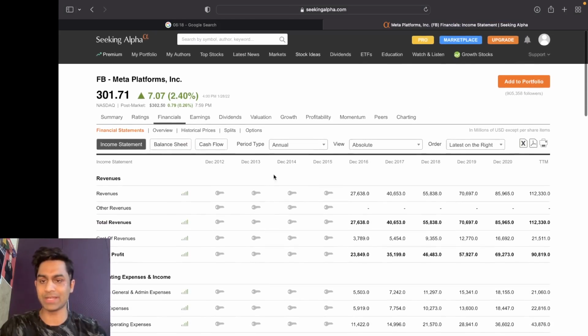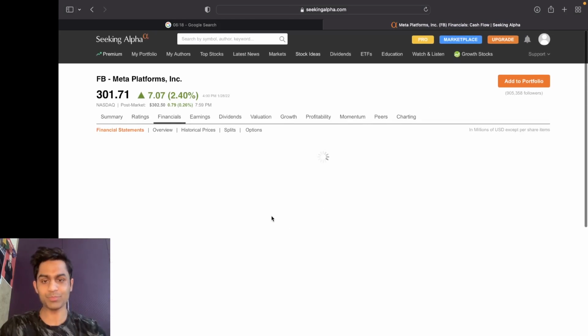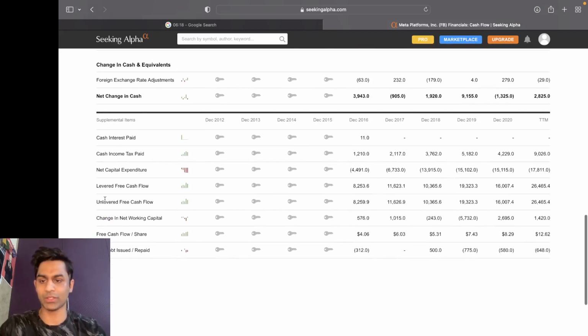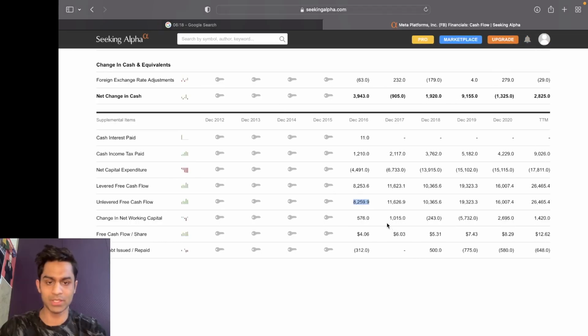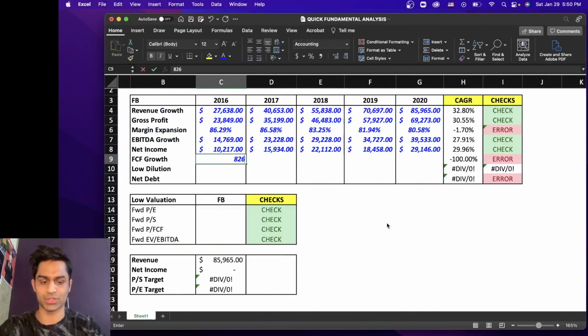Next up, we're going to move on to free cash flows. We're going to come over here to cash flows. I'm going to scroll all the way at the bottom, and what we're really looking for is unlevered free cash flow for the company, 8259. So 8256, we're just going to round up a little bit. So 8260 is going to be over here.